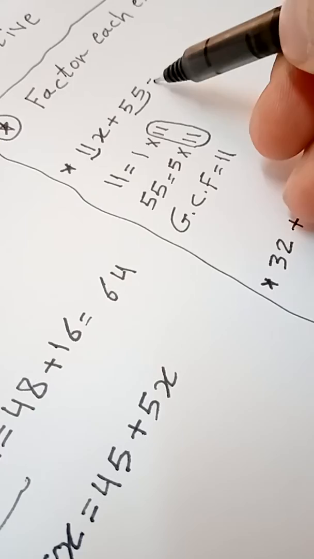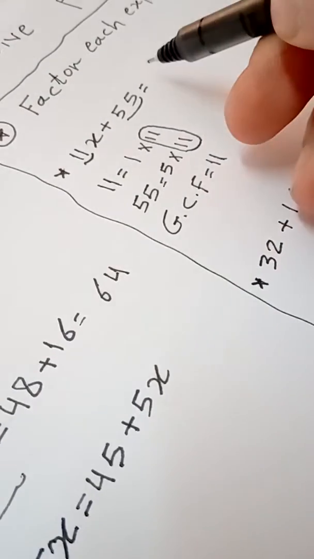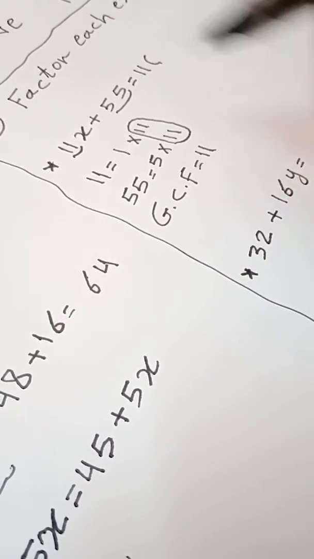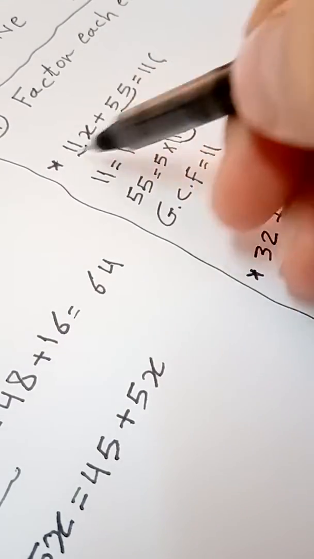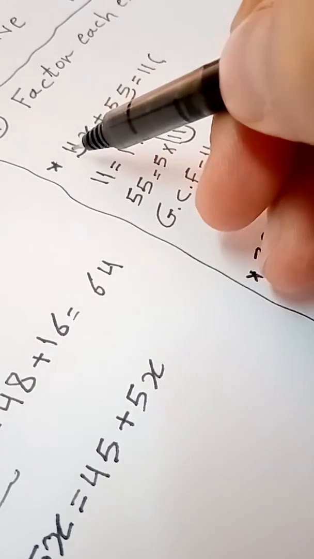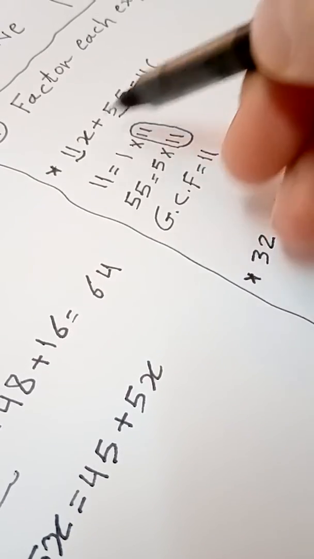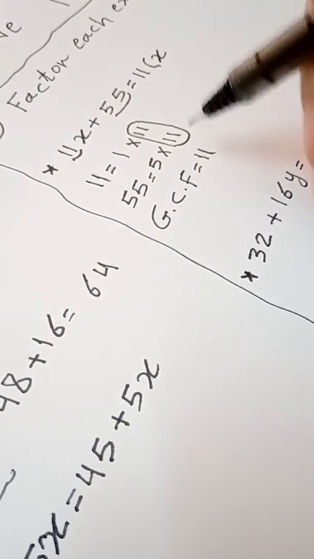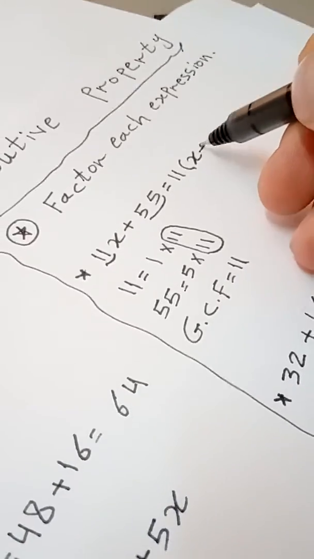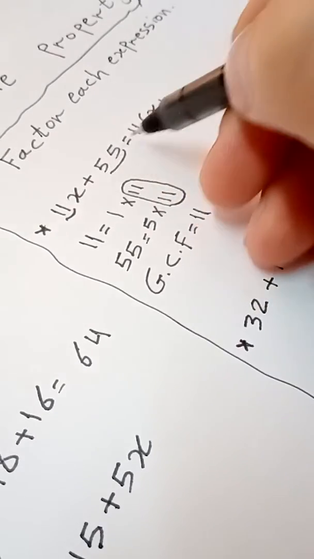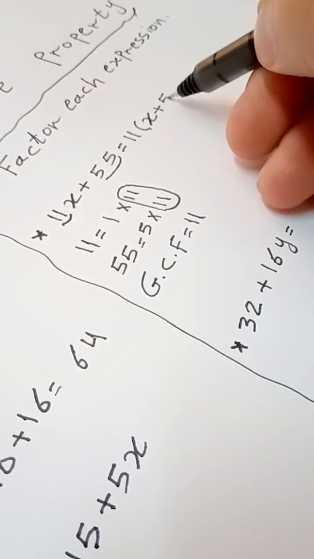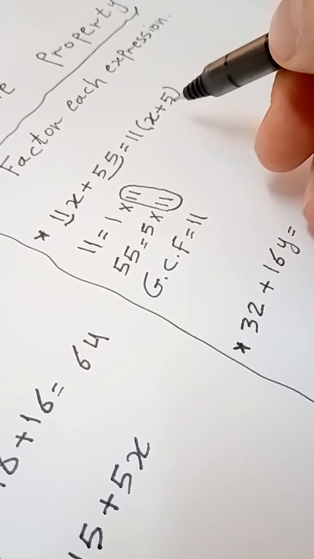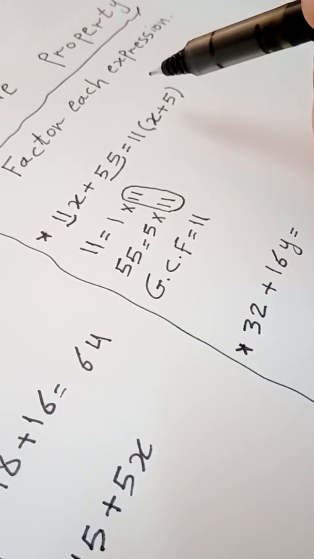Go back to the exercise, then write the GCF, open parenthesis. Now divide the first term by the GCF, by 11. 11x divided by 11: 11 divided by 11 will be 1, remains x, plus 55 divided by 11 will be 5. So this is the meaning of factor, the opposite idea of the distributive property.